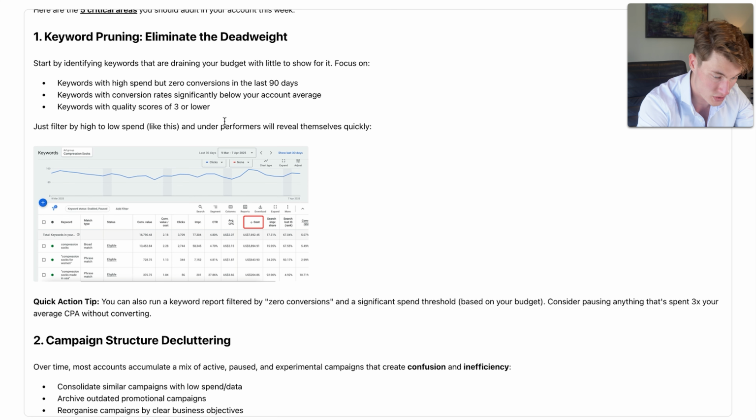What you wanna do is go into your search campaigns, filter top to bottom by cost. So you're looking at high cost to low cost, and then you're going to be able to identify keywords that have high spend but no conversions, conversion rates that are below your account average, right? You should roughly know what your conversion rate should be on your campaigns. So that's something that you want to look for. And any keywords that have a low quality score, right, guys? Quality score is a huge thing, right?